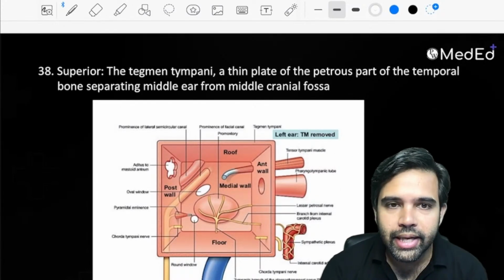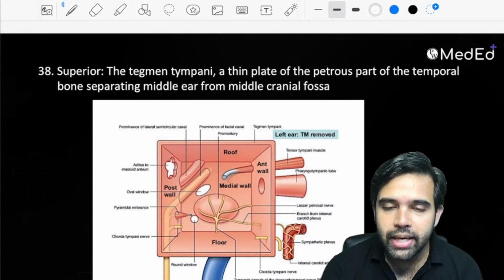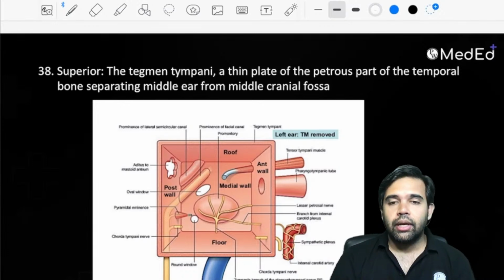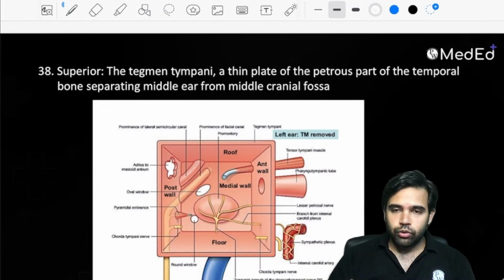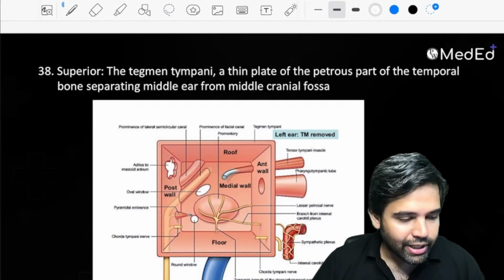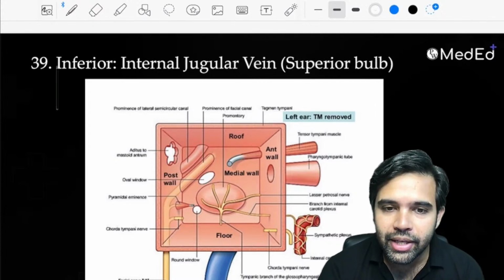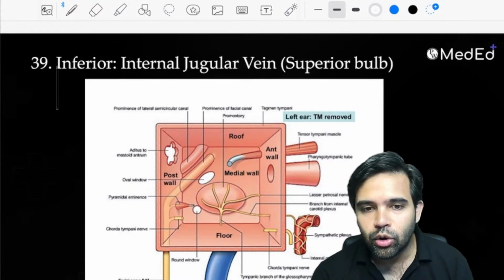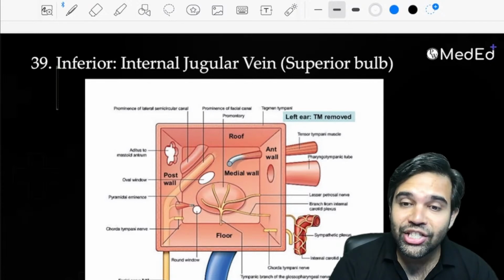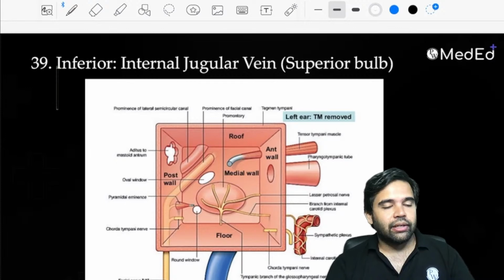And superior is the tegmen tympani. It's a very thin plate of the petrous temporal bone separating the middle cranial fossa. Many times this question is asked. They'll give anterior cranial fossa, posterior cranial fossa, but it is the middle cranial fossa. Big hint. Fossa, cranial, here, there. That is one way to remember that. And floor, of course, internal jugular vein and the tympanic branch of the glossopharyngeal nerve, called Jacobson's nerve, that goes and supplies the posterior aspect of the tongue.